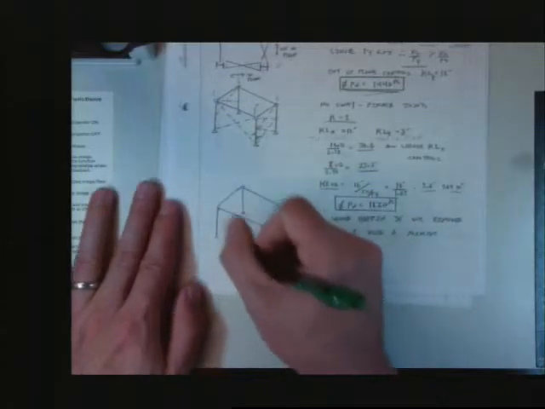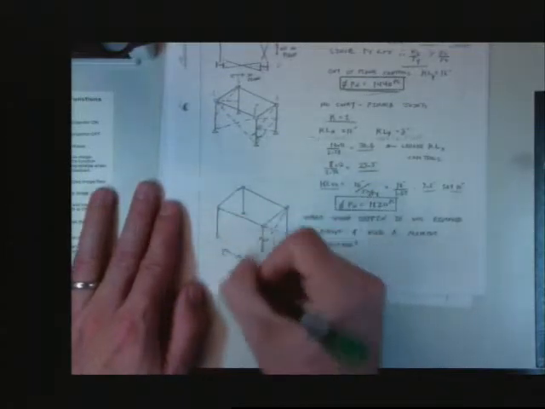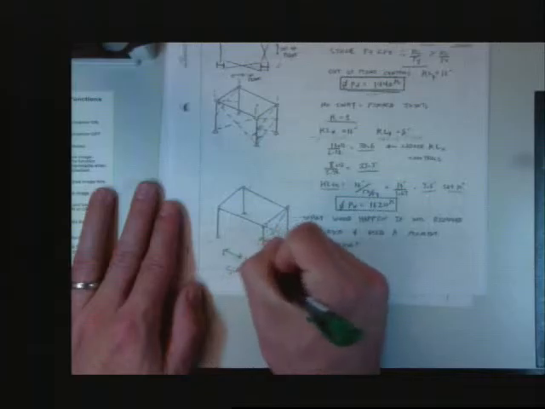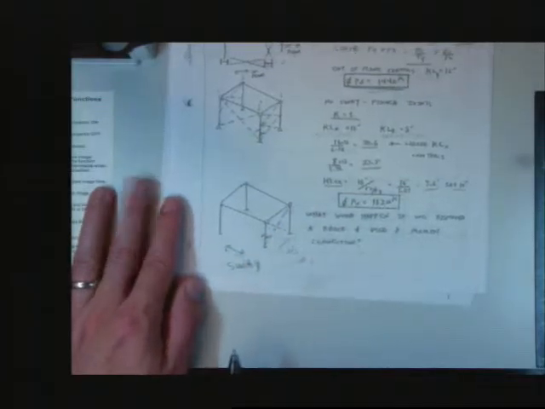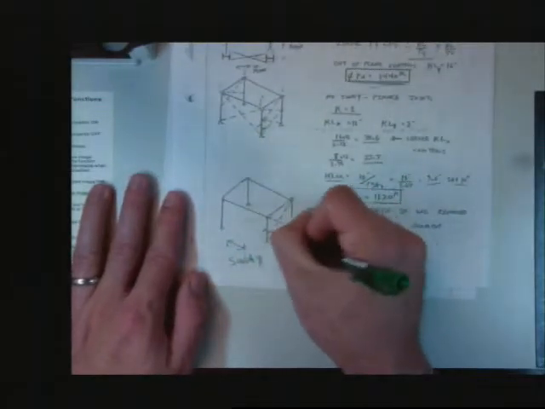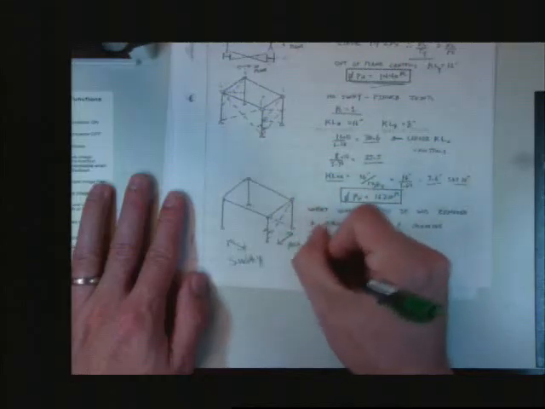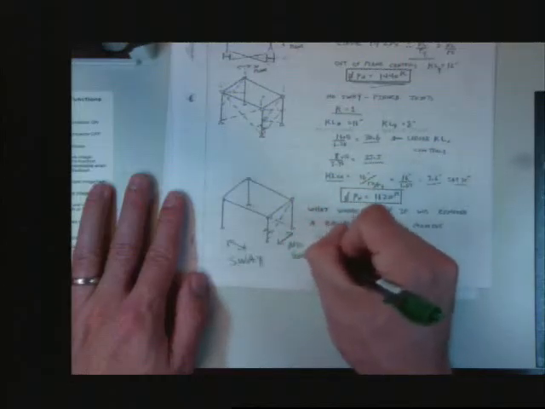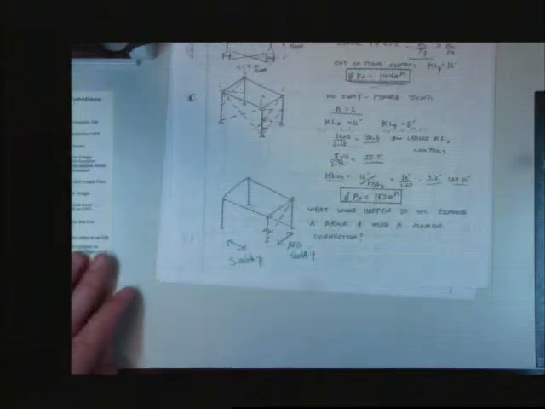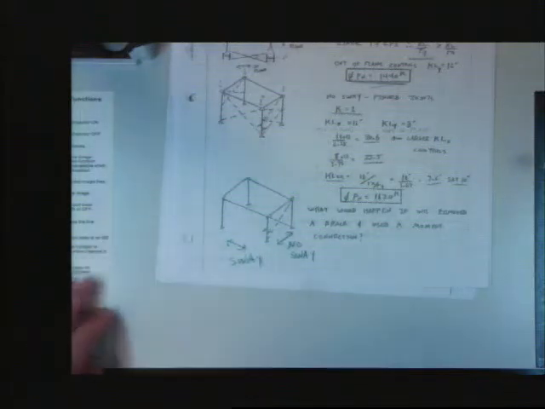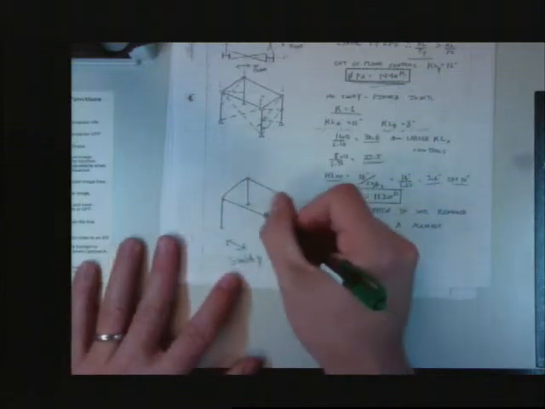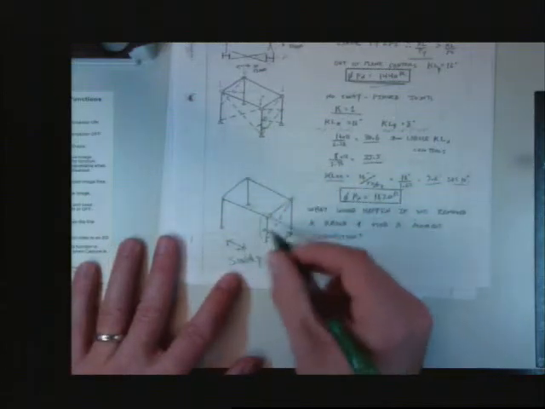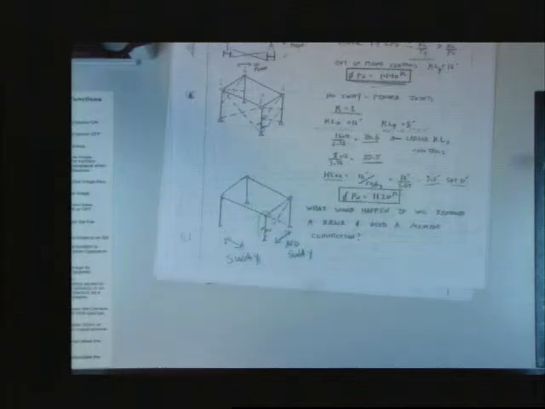So that is saying, this is important, that in this direction, we have a sway frame. And in this direction, we have a no sway frame. That's what we're up against here. That means for this column, in one direction, I would expect to have different K's, depending on what's going on.